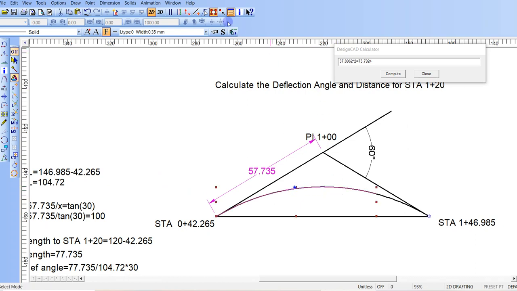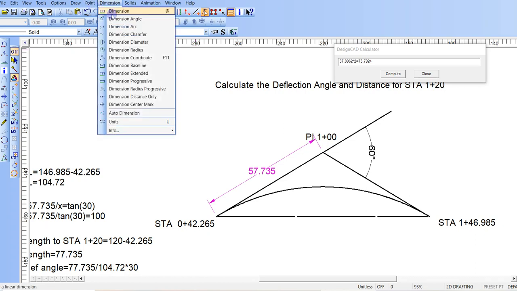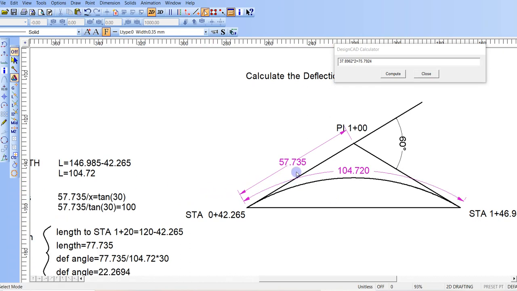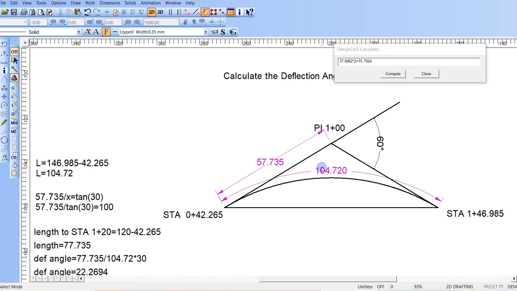And let's see if I did something like this, and then hit the dimension arc. I wonder which one it's going to pick. 104.72. So that's the length, and it's called a capital L. That's the differentiation: in a horizontal curve this is L, and in a parabolic curve, the vertical curve alignments, the horizontal line is called L, I think, or LC they'll call it sometimes. So you can calculate the length of this arc easily.